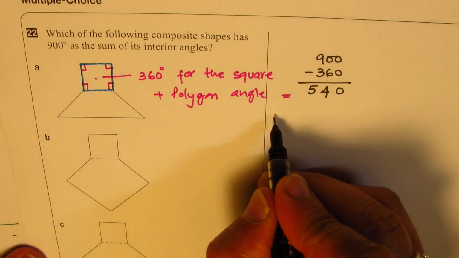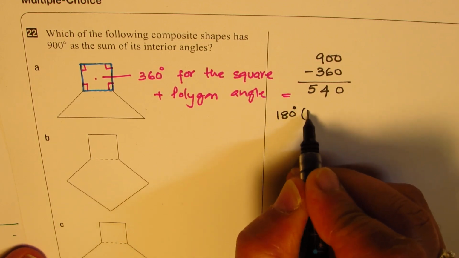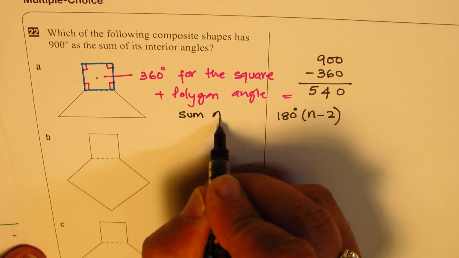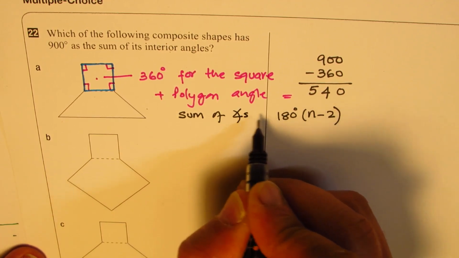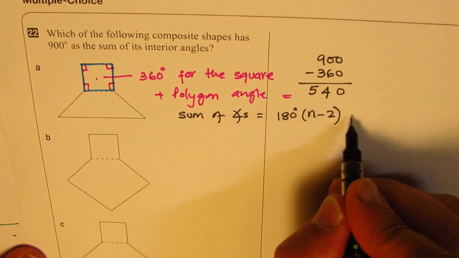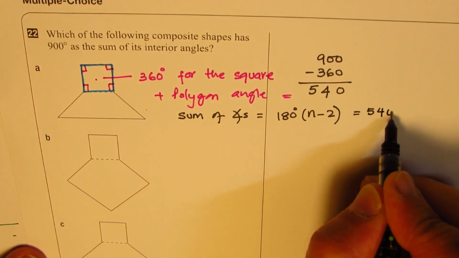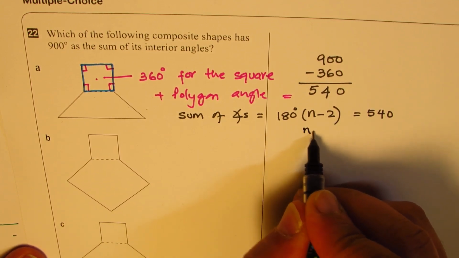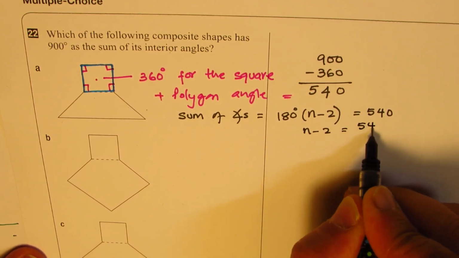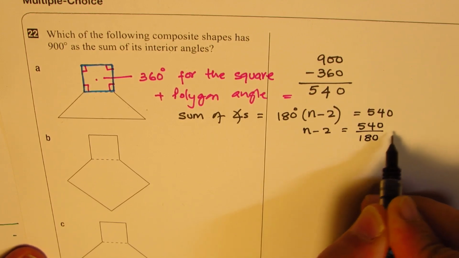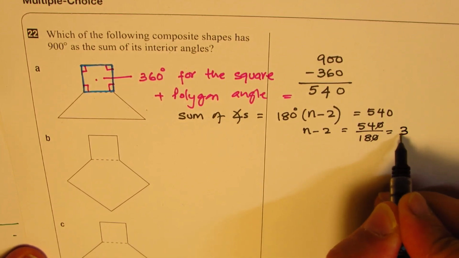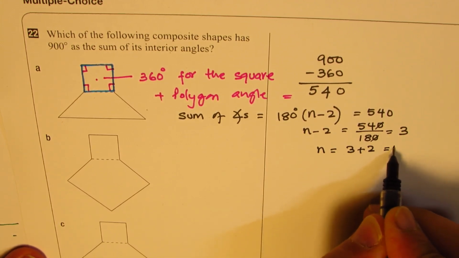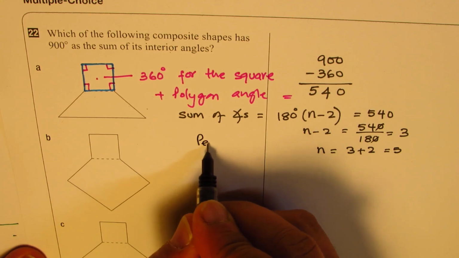Now we know the formula that 180 degrees times n minus 2 is the sum of angles. Correct? In our case, we want this sum of angles to be 540. So we can solve for n. n minus 2 should be 540 divided by 180. That goes 3 times. So n should be equal to 3 plus 2, which is 5. So we are looking for a pentagon.